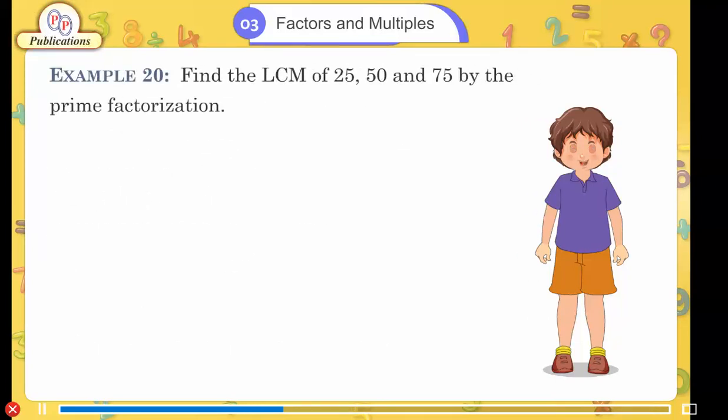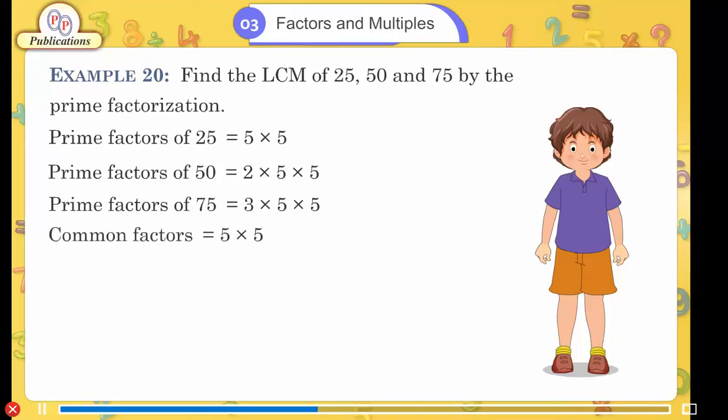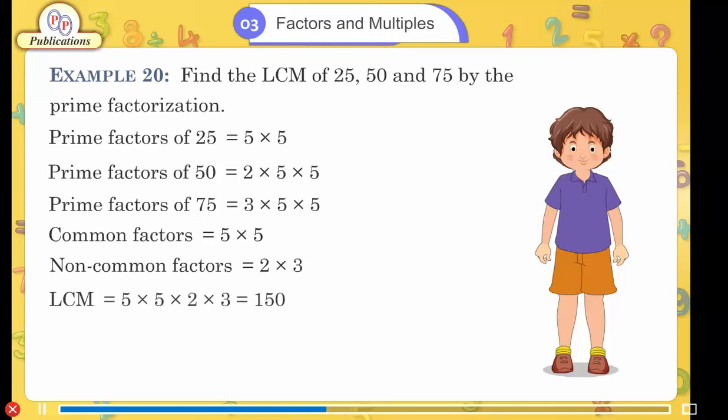Example 20. Find the LCM of 25, 50 and 75 by the prime factorization. Prime factors of 25 is equal to 5 into 5. Prime factors of 50 is equal to 2 into 5 into 5. Prime factors of 75 is equal to 3 into 5 into 5. Common factors is equal to 5 into 5. Non-common factors is equal to 2 into 3. LCM is equal to 5 into 5 into 2 into 3 is equal to 150. Answer: the LCM of 25, 50 and 75 is 150.